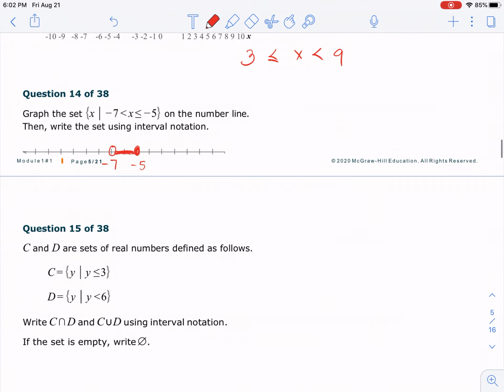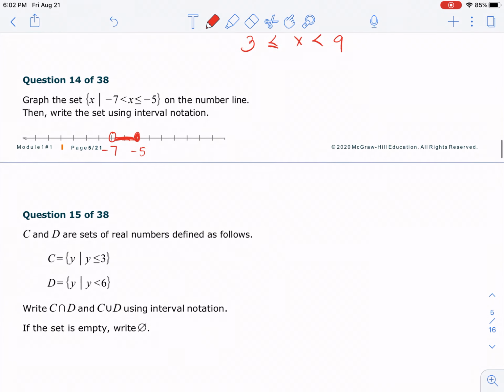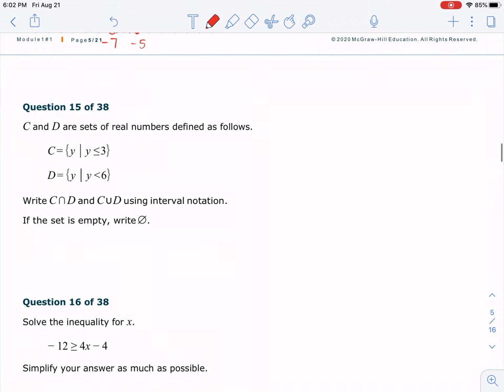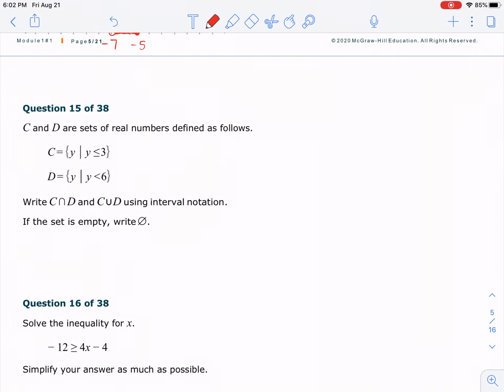I want to talk about the union and the intersection. These are the more important problems. So you see right here, every time they ask you to write C intersect D, that means everything included in both C and D. For the union, it is OR. So intersection is AND. Union is OR.